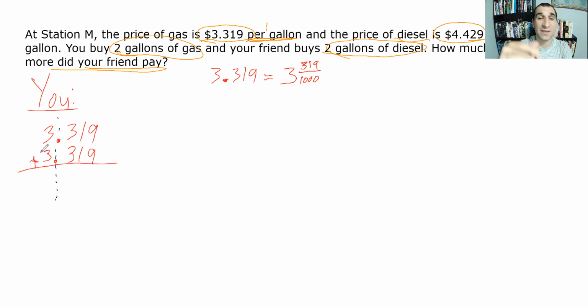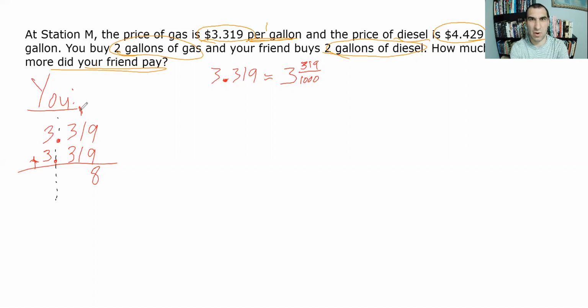And I'm just going to attack this like a regular addition problem. So since I'm adding 9 plus 9, I know that is 18. So I put my 8 down and I carry my 1. So I keep my place values lined up, remember.